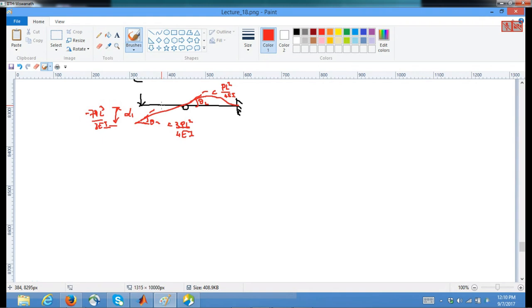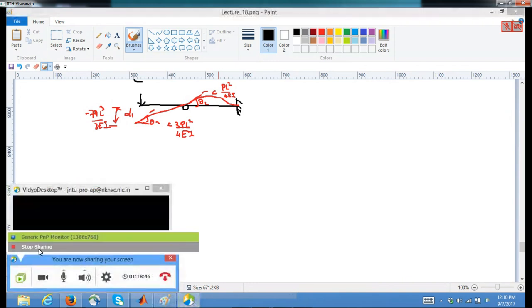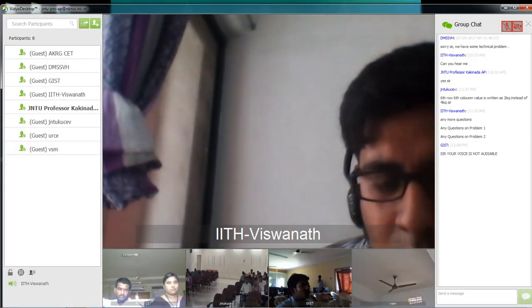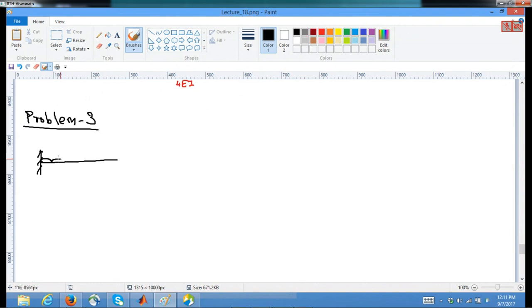So let us solve some simpler problem again, with a little bit complicated things. Let us consider the third problem. A uniformly distributed load on a cantilever.